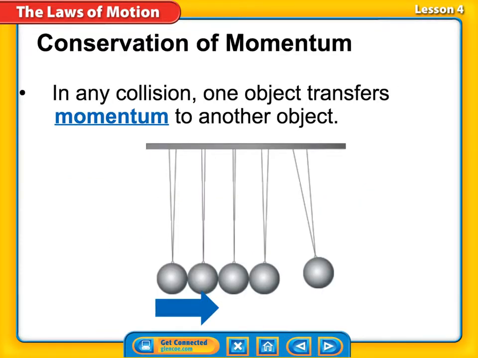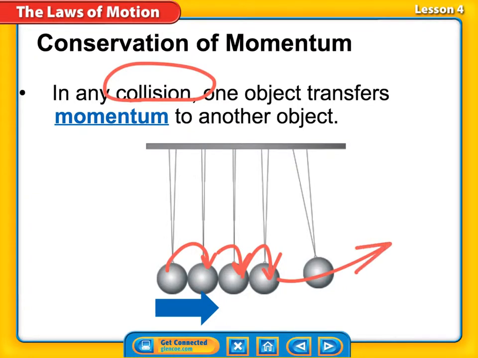Now, our Newton's cradle, you saw this in the video that we watched the other day. When we talk about things colliding or hitting each other, one object is transferring momentum to another object. The momentum of this one goes to this one, and that one, and that one, and then it makes this one go up with the same momentum that the first one started with before it ever hit. So we're talking about conservation here, and that means that things are kept the same.